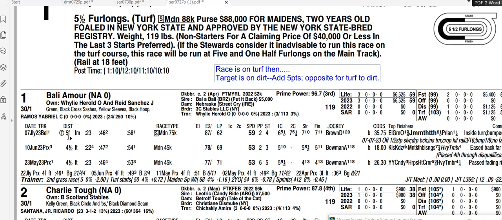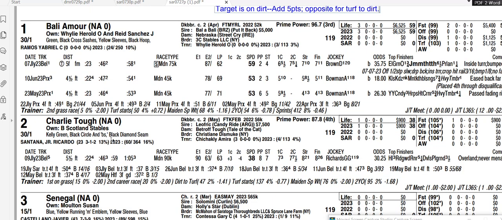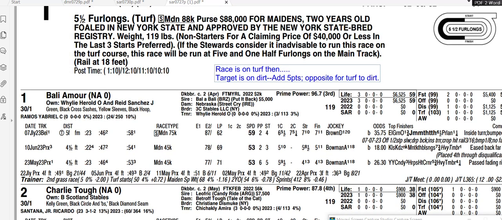Now, number two is the question I get a lot: how do you get a target rating off a 5.5 or a 5 furlong race when normally I use a 1:08 as a standard time for my target and ability ratings? Well, when you have a race that's less than 6 furlongs, you're not going to get a 1:08 time. So what I do is, my standard for 5 furlongs, I use 56 seconds as my standard. So 56 would be a 100.